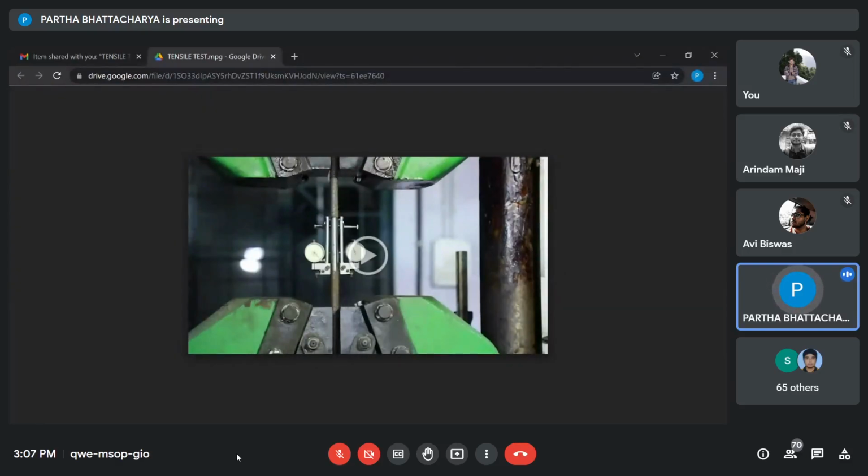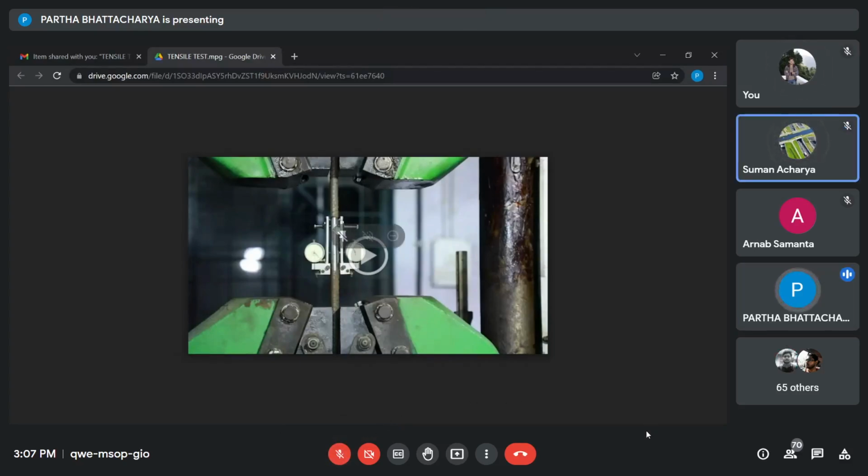Before we start, let me show you what exactly I wanted to convey in my schematic. This green part you see on the top as well as the bottom are the two wedges that hold the bar, the round specimen shown here. Can you see my cursor or not? Yes, sir. Okay, there is a vertical line.